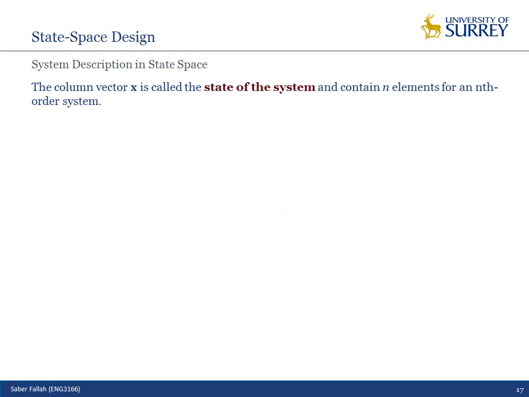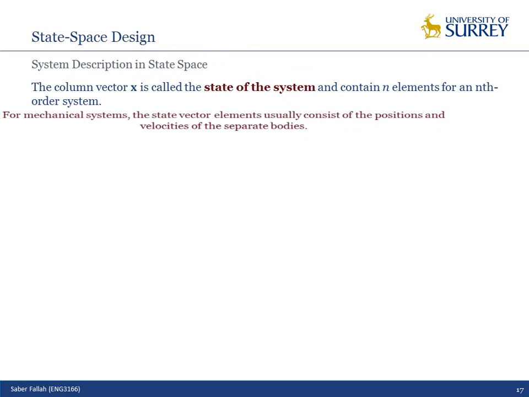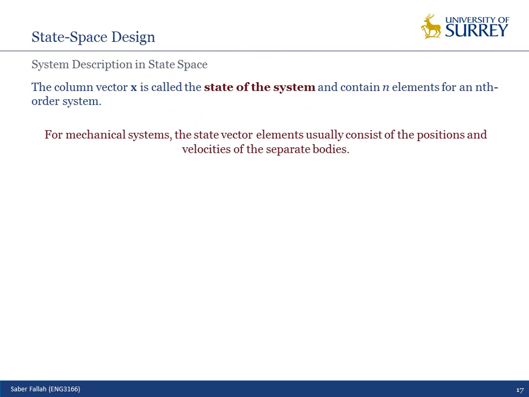Again, the column vector x is called the state of the system and contains n elements for an nth order system. If I have a fifth order system, I have at least 5 states, or maybe higher. But the state of the system is not just a mathematical description. It has a physical meaning. Usually, the states are those quantities that we can measure or that have some physical meaning. In this case, our state vector is what? x1 and x2. What are x1 and x2? Displacement and velocity.